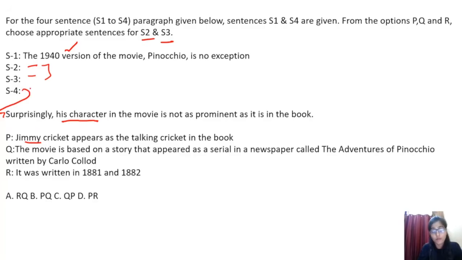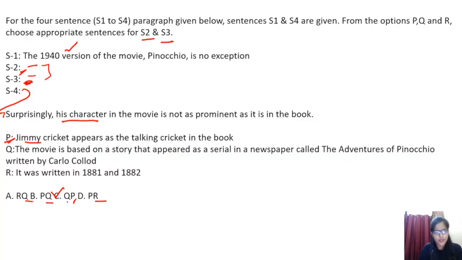Fine. So now it's really easy to find out that at the S3 line there should be this P, because if you place Jimmy Cricket appears as the talking cricket in the book here, you can get the idea that they are talking about Jimmy Cricket. Well, let's come to S2, what should you put here? Sometimes you can go with elimination as well. Now you're 100% sure that in S3 you must have P. Here you have Q, here you have Q, here you have R. It means it's not even needed to find out S2. Just by elimination itself you can get the idea that option C will be the correct answer.